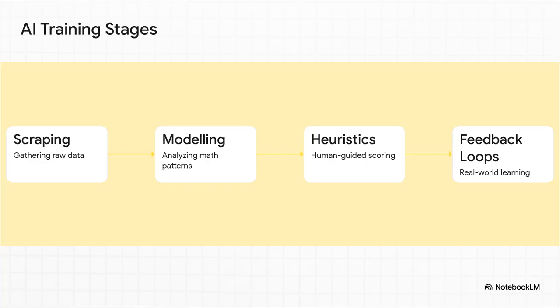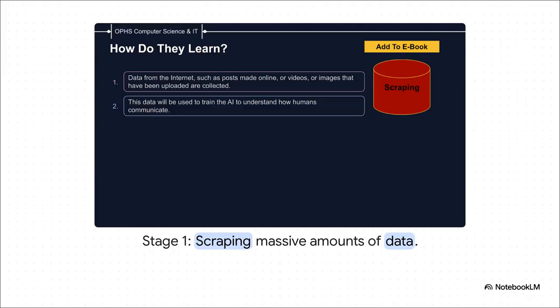Let's break them down. It all starts with Stage 1, scraping. Think of this as gathering the raw materials. Mountains of data, I'm talking online posts, videos, uploaded images, are literally just scraped right off the internet. This unimaginably large database of scraped content is exactly what trains the AI to eventually understand how humans communicate.